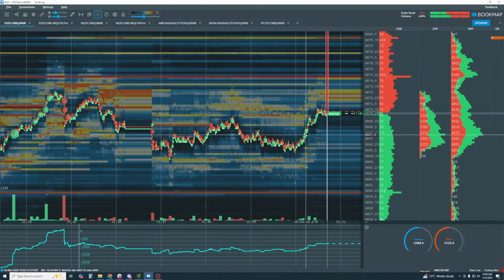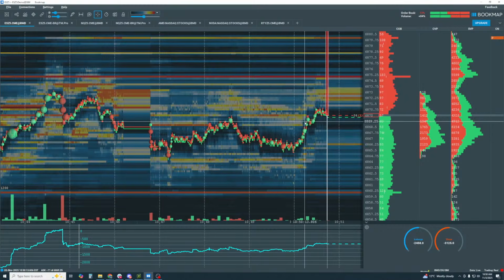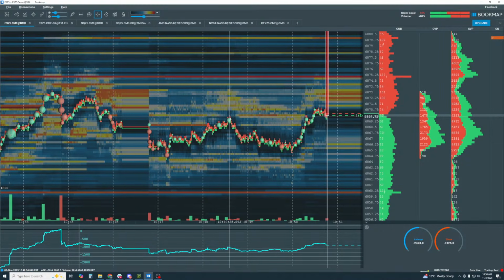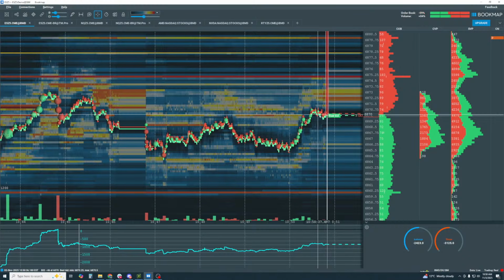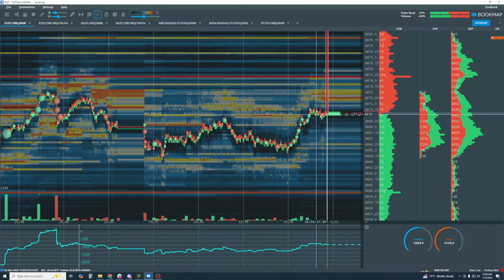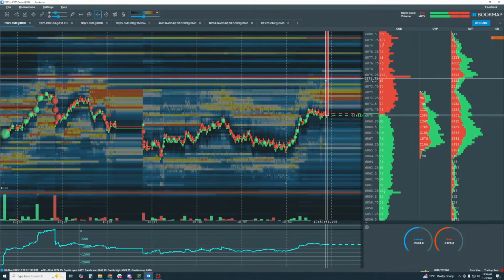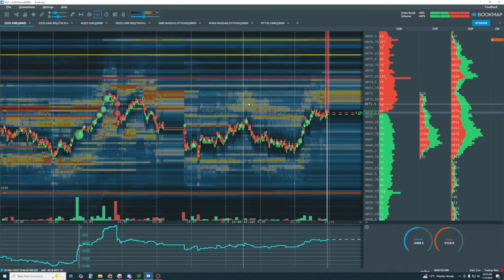Okay, so look at this break here. Right now, what is it breaking though? It just broke this range here, but not by much, and not on a lot of volume either. So are we really looking for this to come up here? Well, in this view, no.